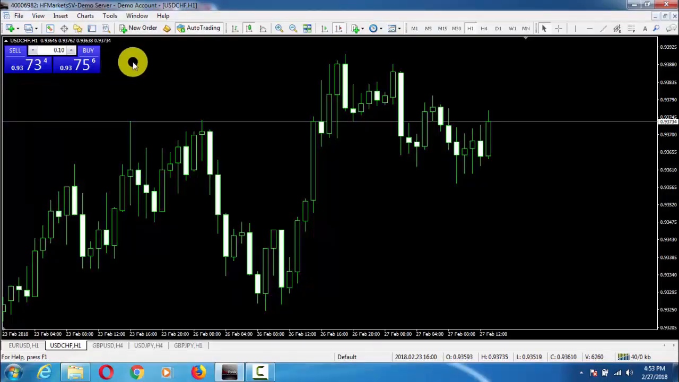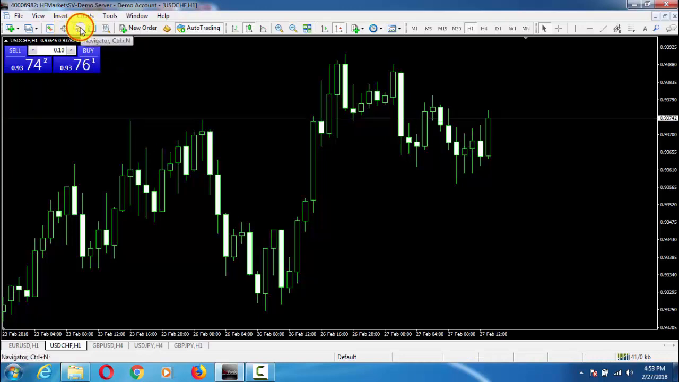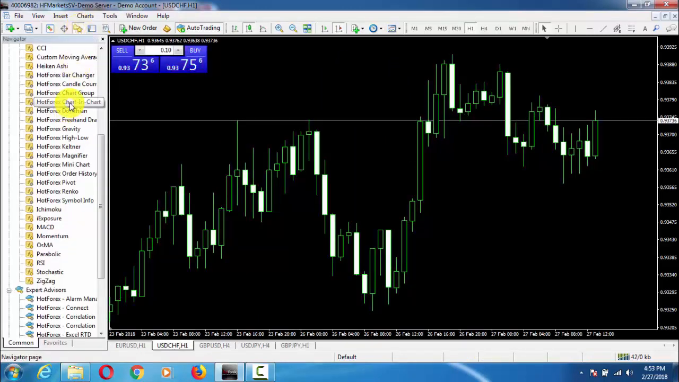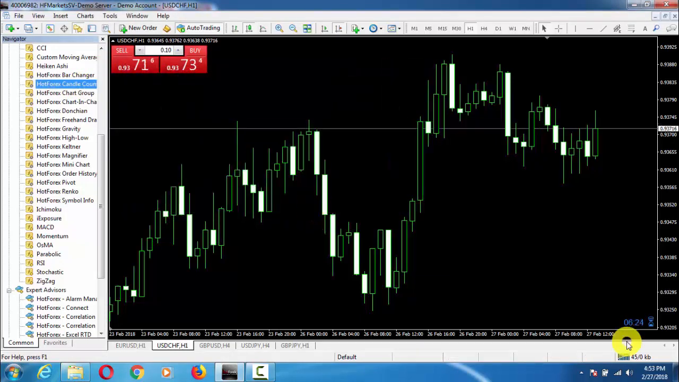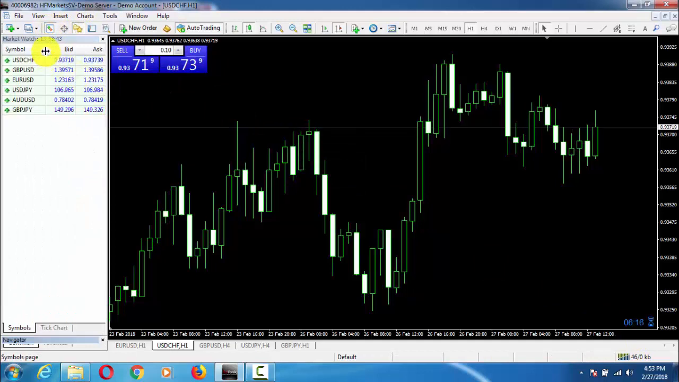Okay, so to get candle countdown on our MT4, what we need to do, we will go there in the navigator. We will click here and then we will click here in this box, candle countdown. Okay, double click on that. Okay, and then press okay. So here we can see 6 minutes are remaining in closing of this candle, and we can see it right now from the market watch also. Okay, 6 minutes are remaining.